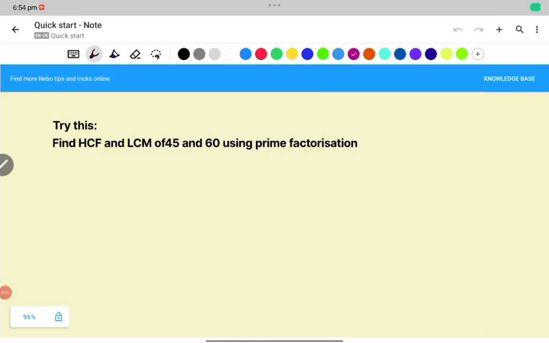This is a question for you. Find HCF and LCM of 45 and 60 using prime factorization. Drop your answers in the comments.